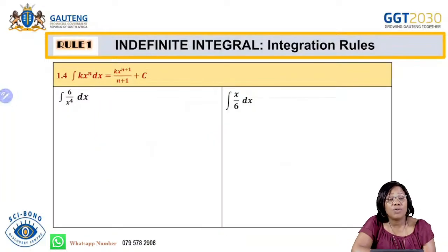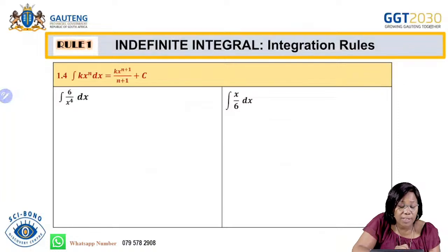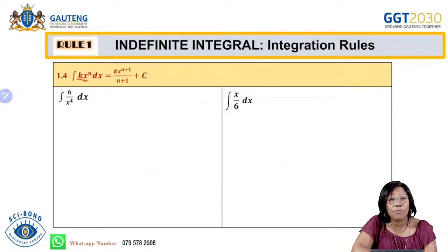And then we are still on rule number 1. With the 1.4 there, we are given, look at this now, it is still the x to the power n that we were busy with on the previous question, but for this one we now have the coefficient, which is k. Can you see now you have a value before your x and the value on your exponent, which is a positive exponent, grade 12.